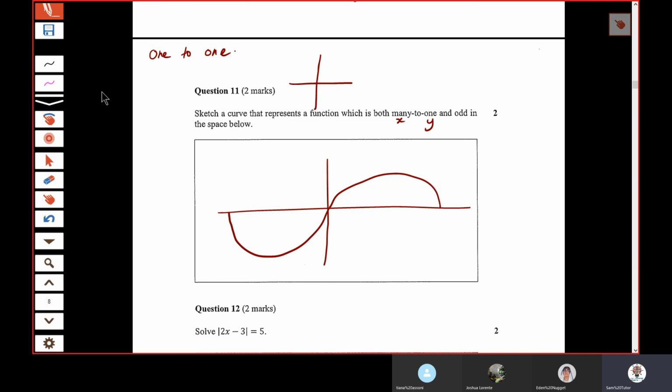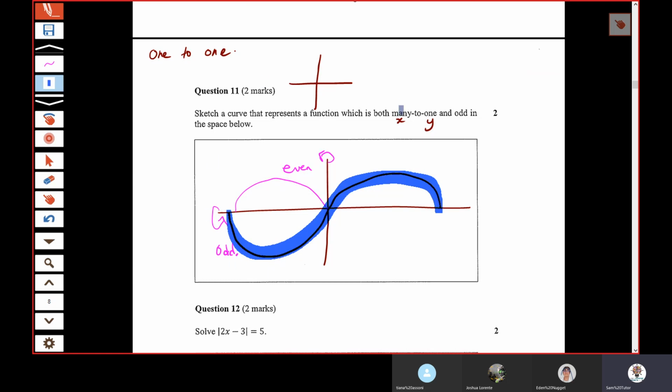And if you want to remember how you draw odd functions, even functions are this way. That would be even. Flip it about the y-axis, then you flip it down about the x-axis. That becomes odd. So flip this way would be even, flip down would be odd. Does that make sense? That's the answer we're looking for. Many to one and odd. Yes? Okay.